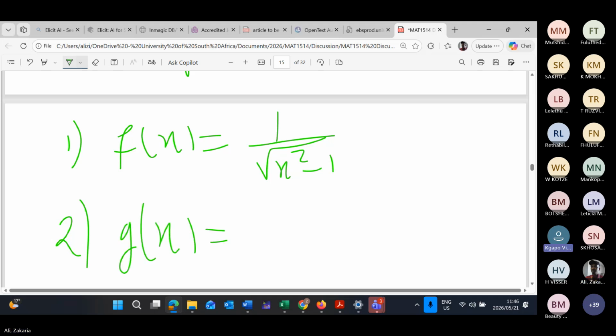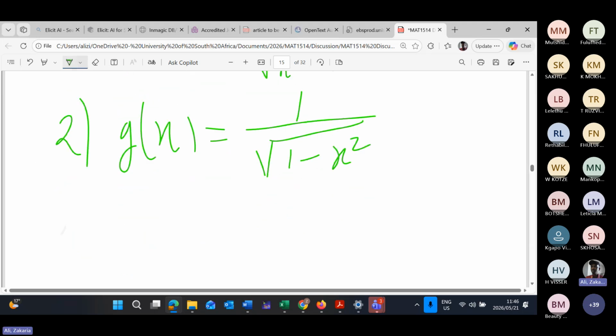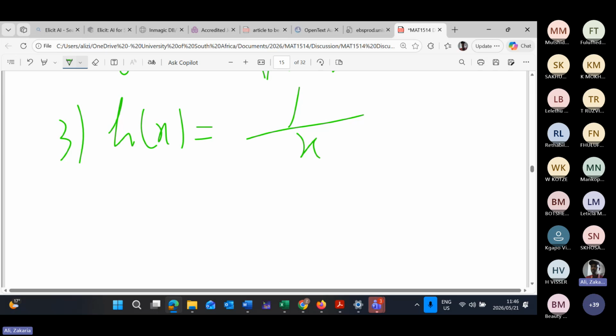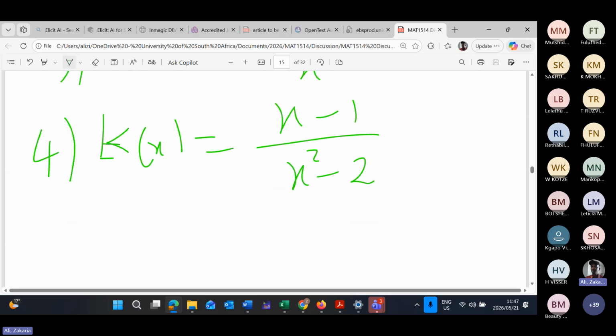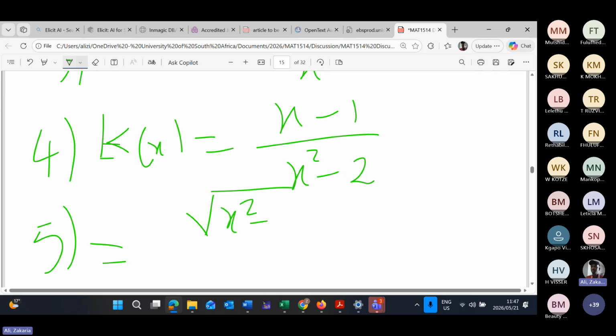Number two, g of x, I'm just going to tweak it as 1 divided by the square root of, let's say, 1 minus x squared. I just twist it around, right? Then number three, h of x is 1 divided by x. Then number four, k of x equal to x minus 1 divided by x squared minus 2. Do you guys want more? I think it's enough. Maybe let me just add one last one, number 5. Square root of x squared minus 9 divided by, let's say, x minus 2.